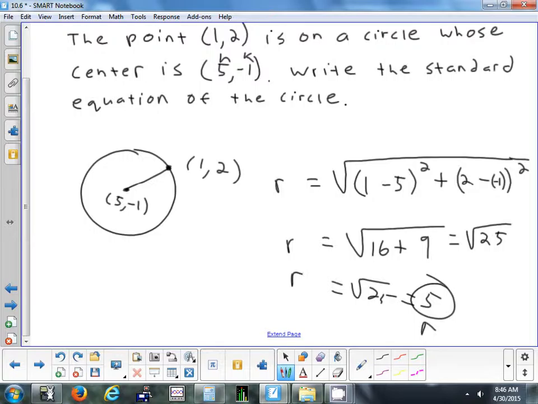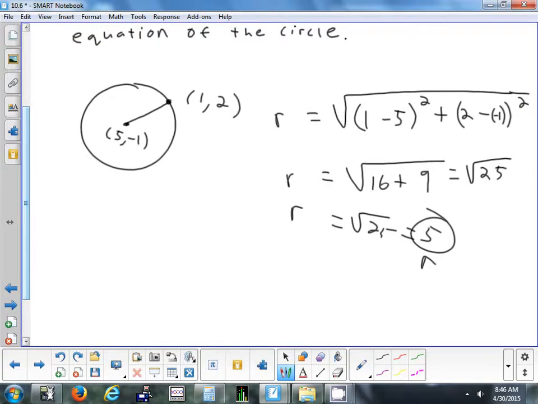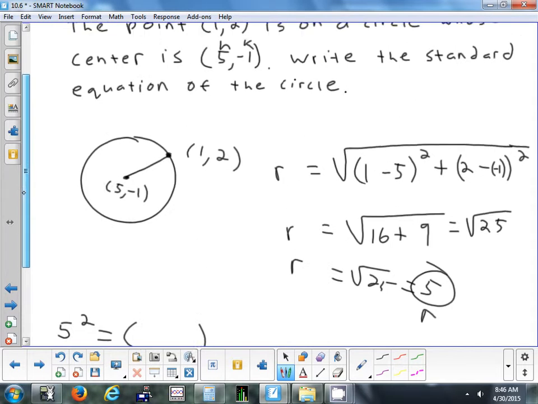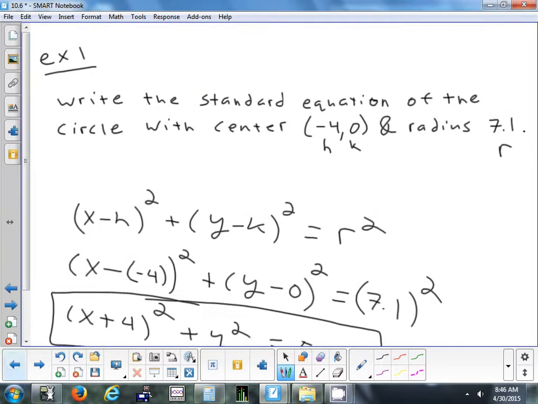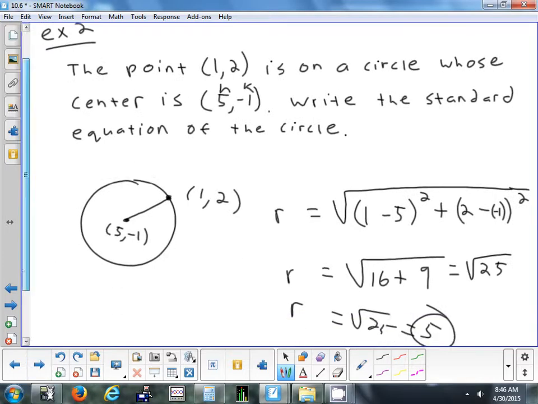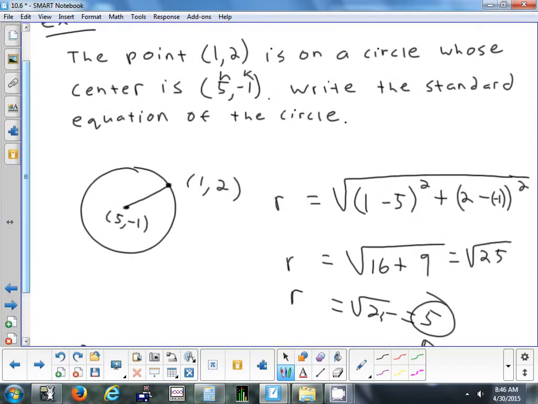What do we start out with? 5. Right. Is it 5 squared equals? Okay, yep. So you're starting with that. That's fine. So r squared equals H, which is 5. Let's just go back and take a look at that equation one more time. Oh, x minus 5. There we go. So we got x minus 5.